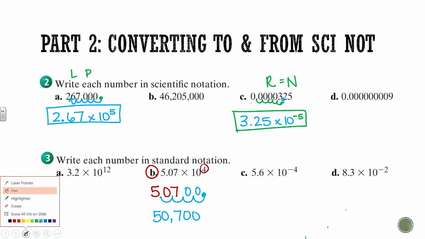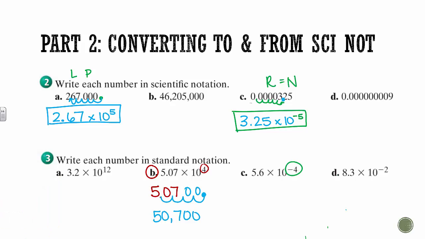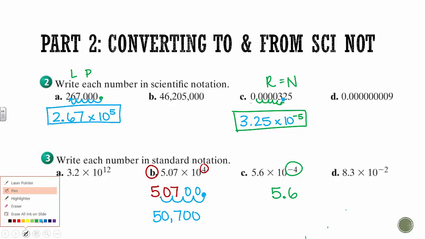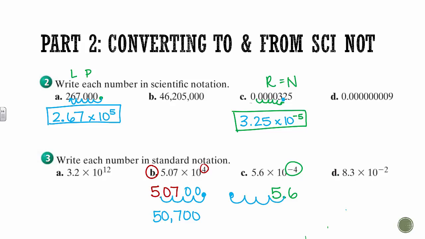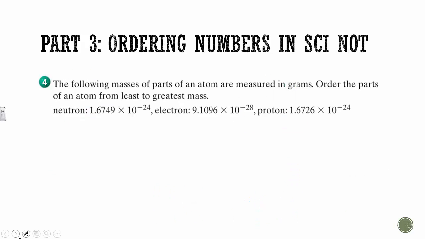And then let's look at the next one. I see a negative number here, so I know I'm going to end up with something small. The decimal starts in between the 5 and the 6. I'm going to move it over 1, 2, 3, 4. And just like before, I'm going to throw some zeros in there. So this number ends up being 0.00056.